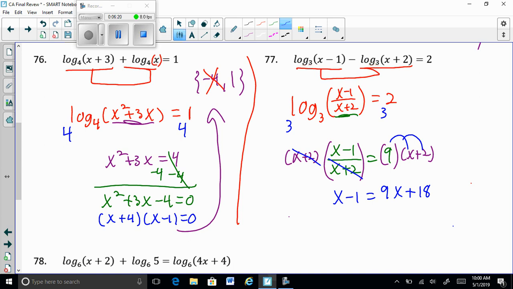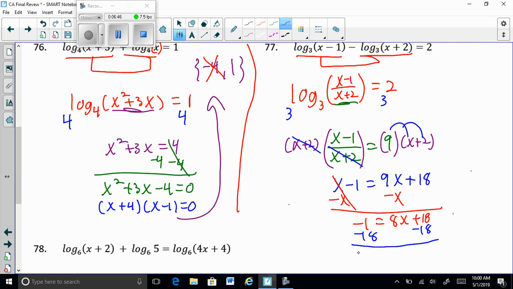And now we want to go ahead and solve this. So let's subtract x from both sides. We get negative 1 equals 8x plus 18. Then we go ahead and subtract 18 from both sides, and so we get negative 19 equals 8x. And then we'll divide by 8 on both sides. So our potential solution that we're coming up with is negative 19 over 8.